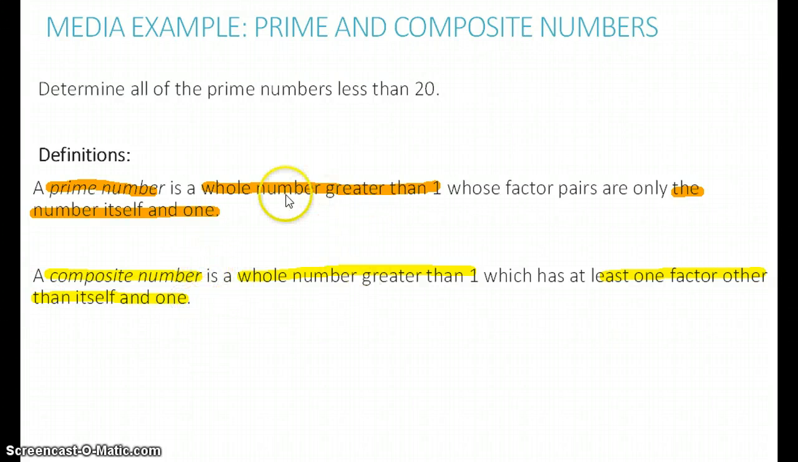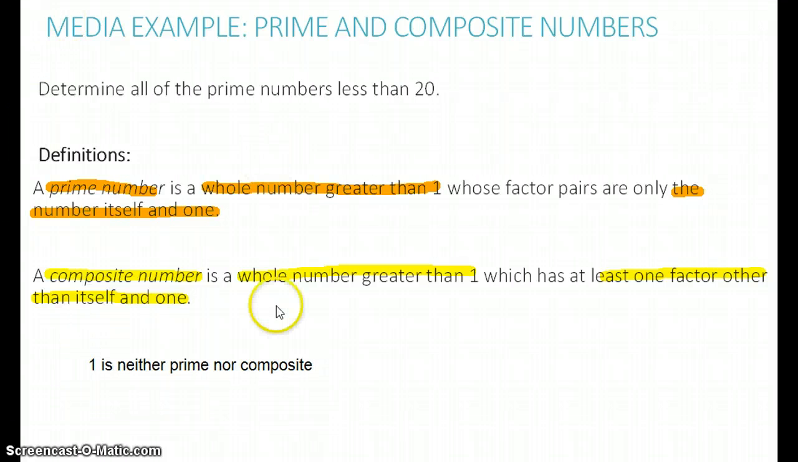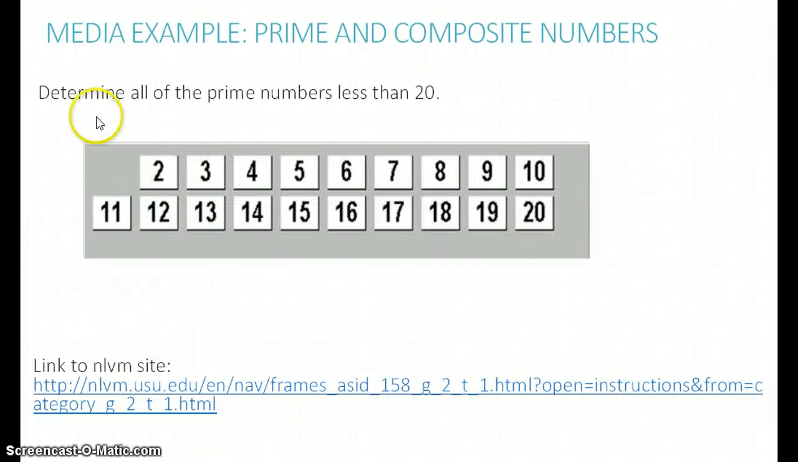So notice that it says here the whole number greater than 1, so we consider 1 neither prime nor composite. By these definitions, since we're only looking at whole numbers greater than 1, we don't consider 1 prime or composite. We start with the number 2 to determine whether a number is prime or composite. So let's look at the next slide.